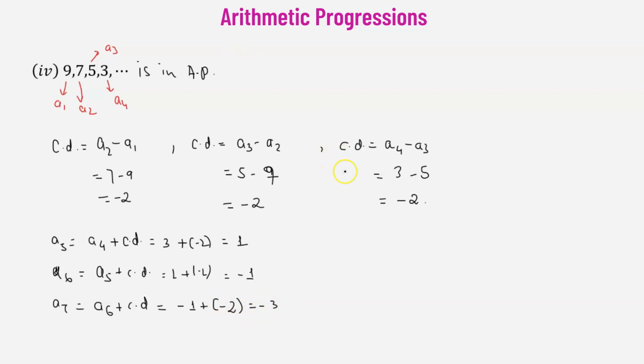So therefore, our complete arithmetic progression will be 9, 7, 5, 3, 1, -1, -3. So these are the numbers in the given sequence and they are in AP.